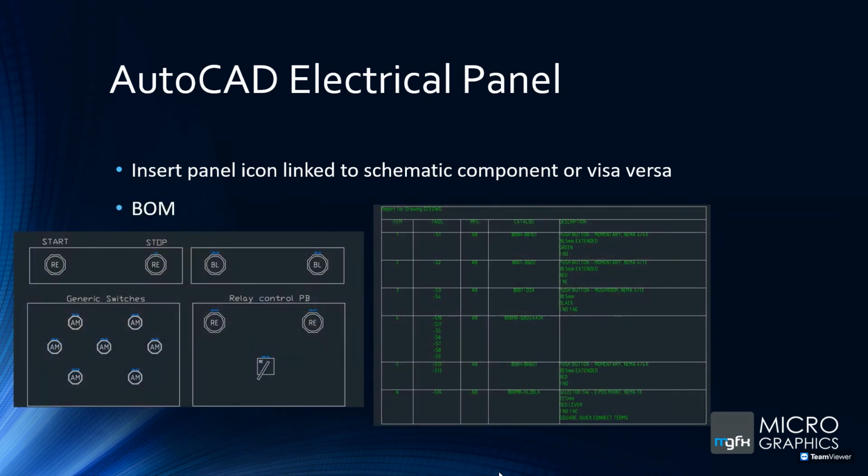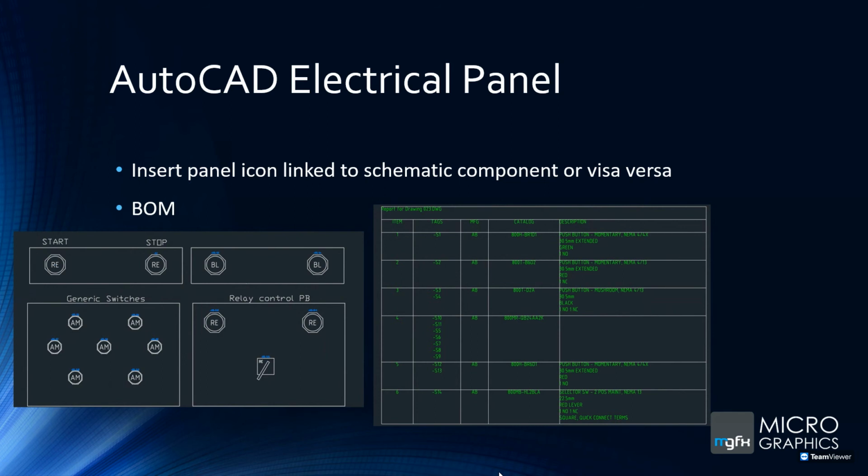Okay, so how does it look? There we go. On the left-hand side over there, you can see I've got some push buttons, some relay control push buttons. So it puts it there, and you can see a little blue text. That's my tag numbers. And if I change that, it'll change the tag number on my schematic.